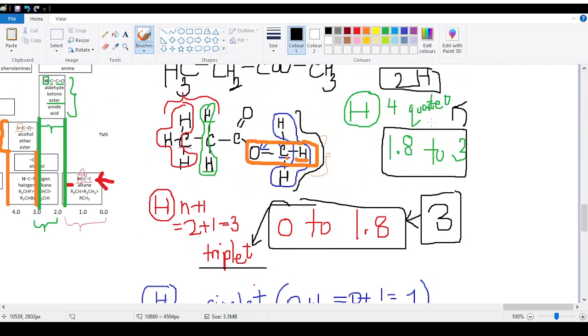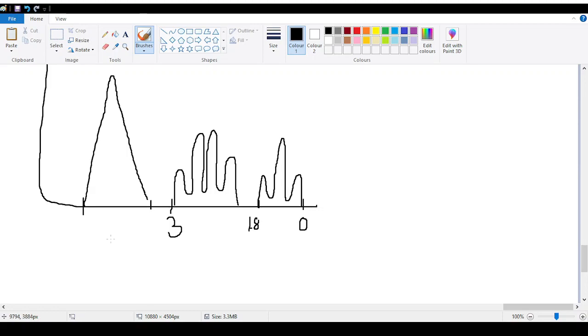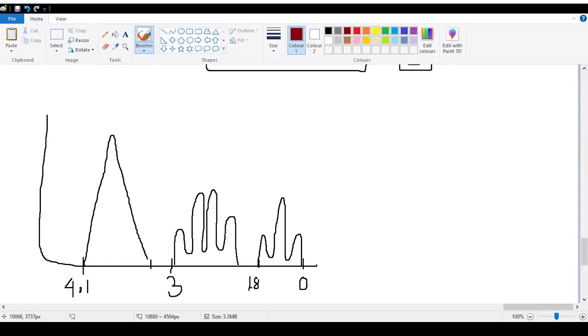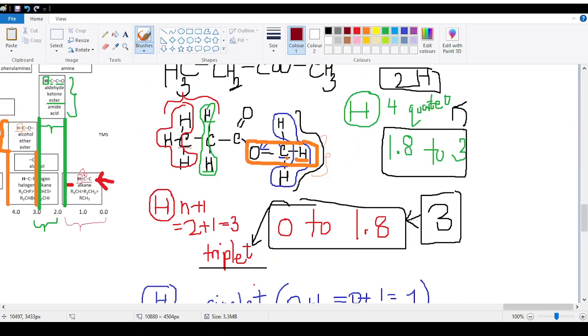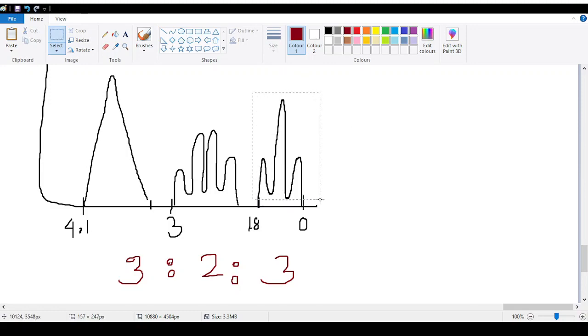That means if I do the ratio, quartet is 2, triplet is 3, singlet is 3. Obviously, these are the values of chemical shift, but my ratio of the height will be 3, 3, and my quartet will be 2. This is the ratio of the areas, okay? Which means if I fix the areas, this will be a bit taller. Do you understand what's going on here? So the ratio is responsible for the relative areas of the peaks.